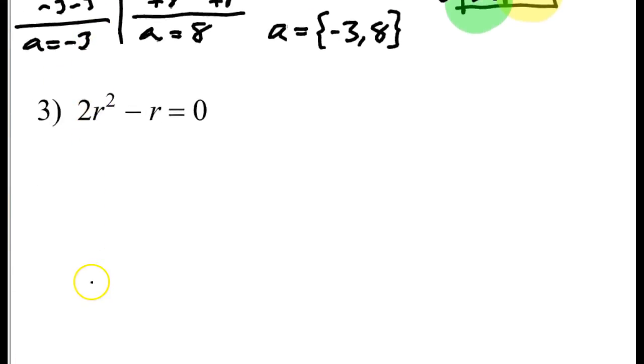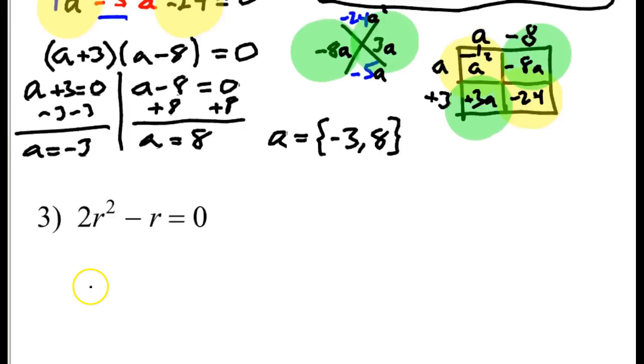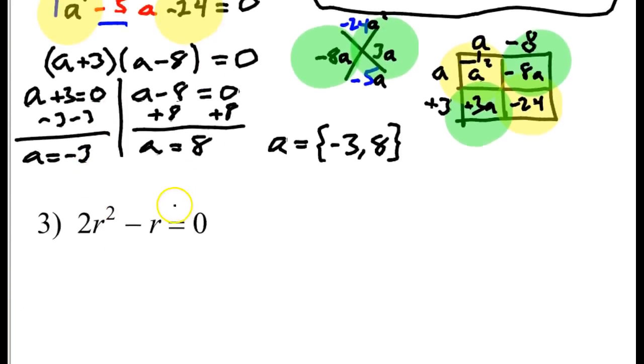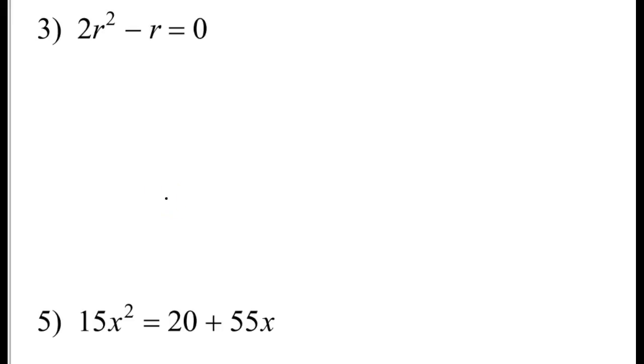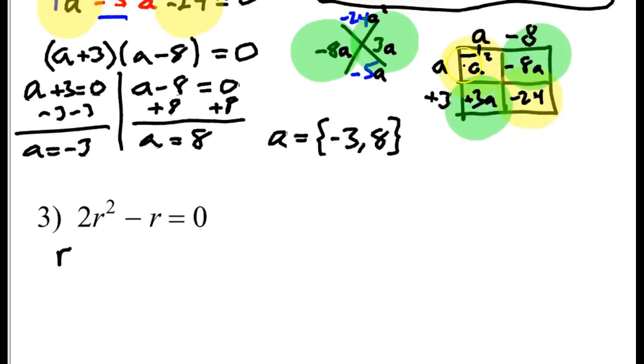Take a look at number 2 or 3. Now notice how this does not have an A, B, and C, right? There's only 2 terms, so we have to remember, it's not always the same exact steps. We might have to do something different. But here, it's actually a little easier. It's already equal to 0. Don't worry about that.